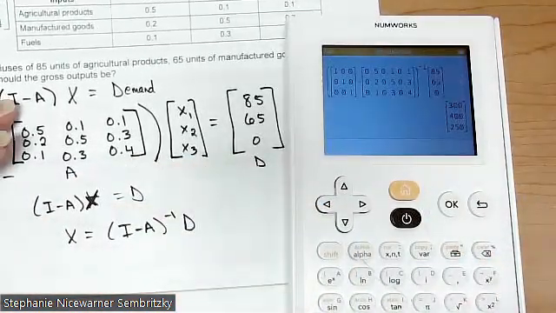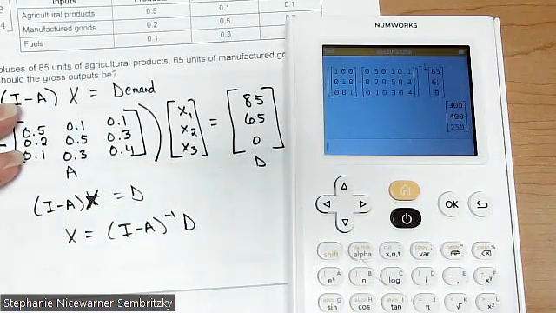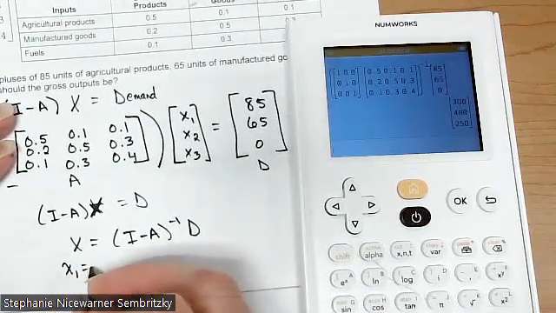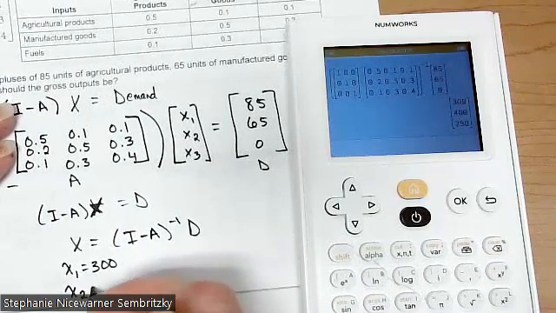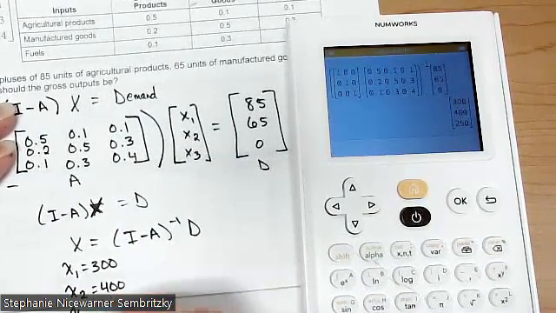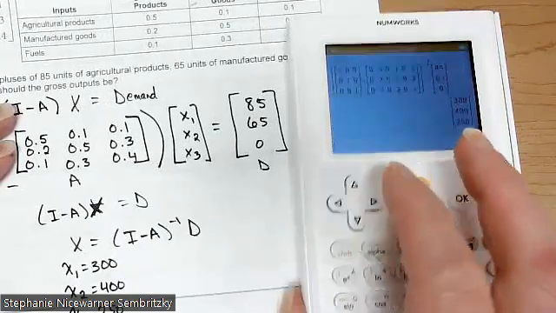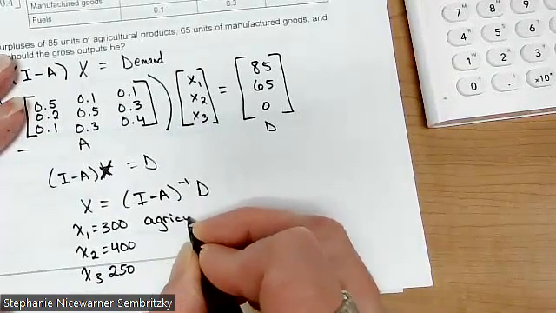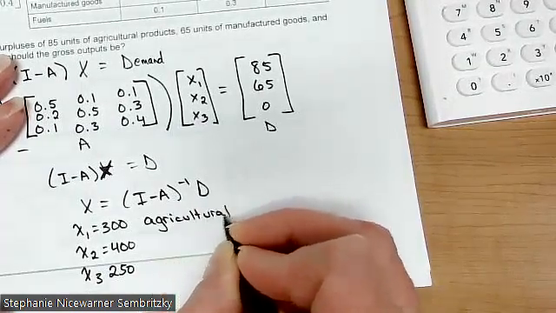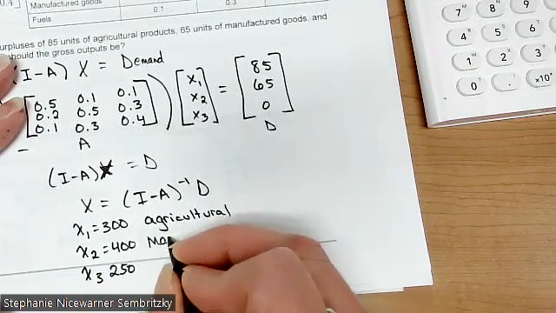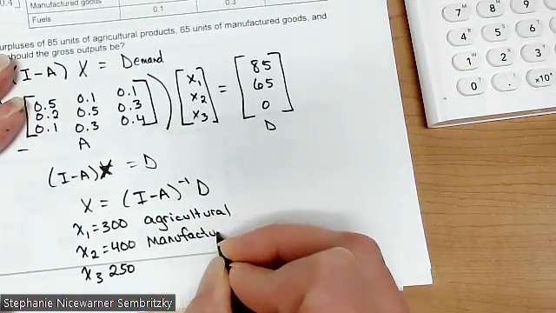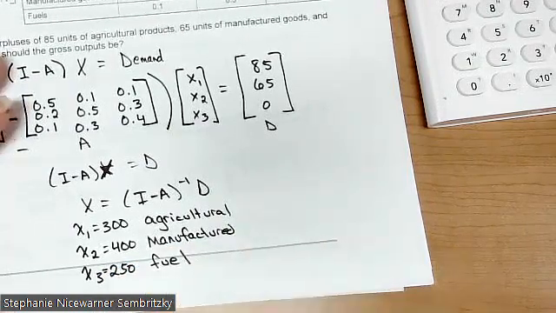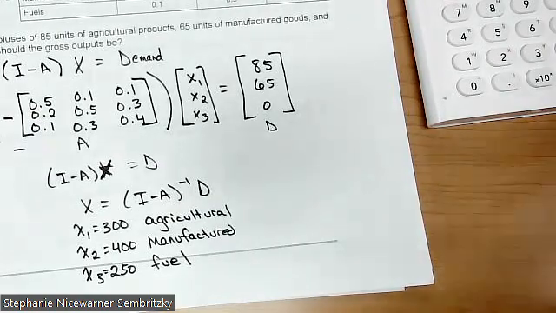So it ends up giving me the matrix 300, 400, and 250. What that's telling me is that X1 is 300, X2 is 400, and X3 is 250. This is telling me that our gross outputs should be 300 of agricultural, 400 of manufactured, and 250 units of fuel.